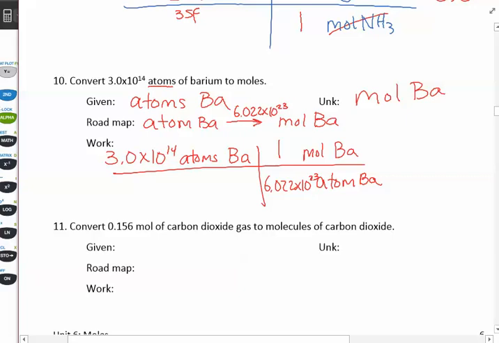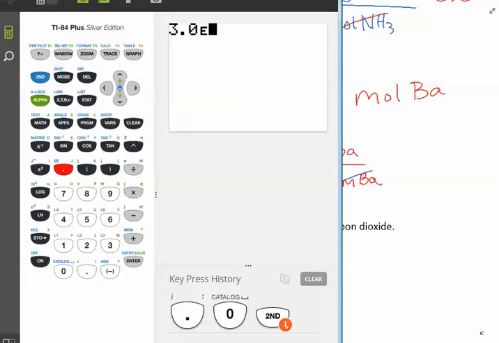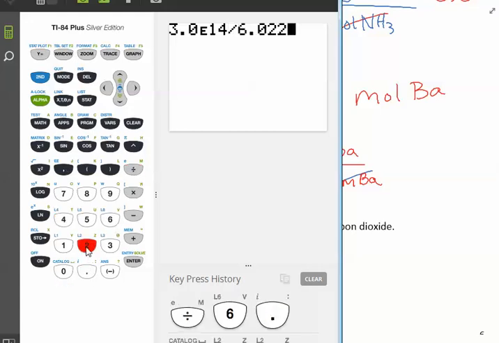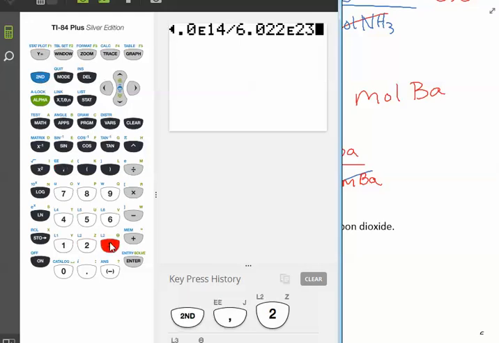So now our unit of atom is canceling out, so we'll be left with moles of barium, which is what we want. However, plugging this into your calculator is a little tricky. So we're going to take 3.0 times 10 to the 14th. You can plug it into your calculator using the E function. Notice it's a capital E. If you hit the second comma button, that gives you that E. And we're going to divide that by 6.022 second comma, which gives us the E23.